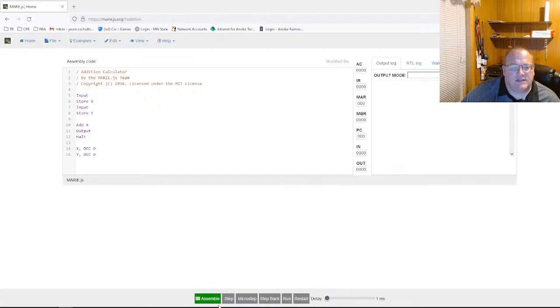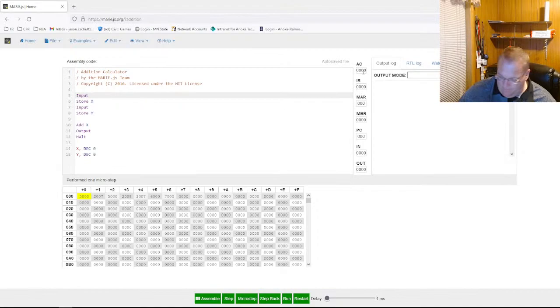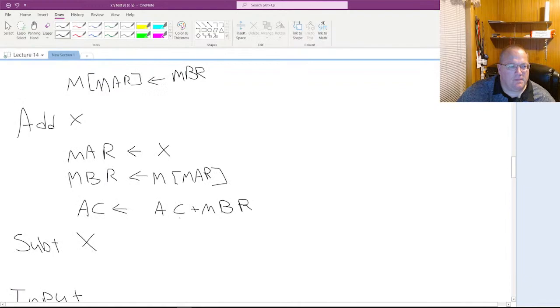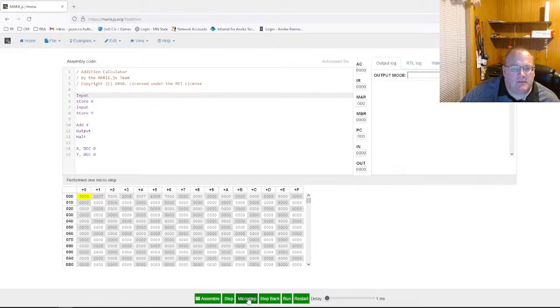Well, let's try this one. Okay. Goes to the input. So remember, what input does is it takes whatever's in the input and stores it in the accumulator. Correct? I'll go back to my OneNote here and scroll up. Input, yep, puts it in the accumulator. Good, that's what I want. All right, so let's micro step here. Look, it did. I don't know if we would notice that, but it did.